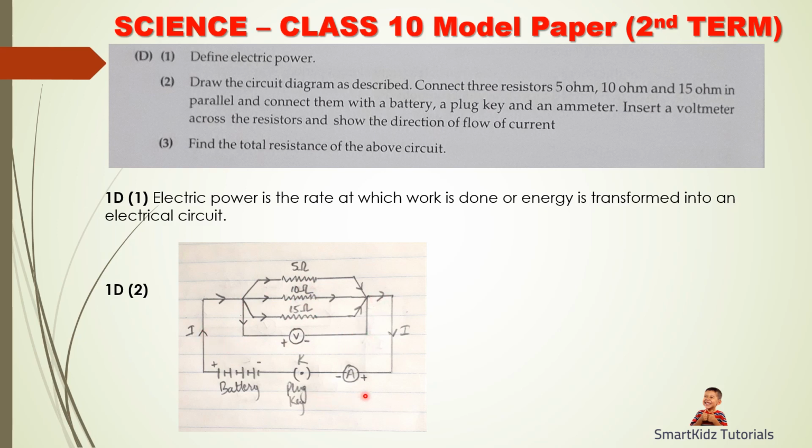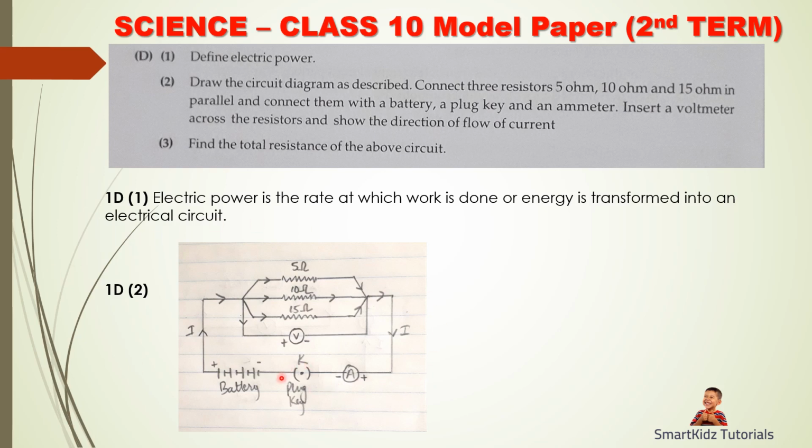And you clearly see this is the positive terminal, negative terminal goes, and the flow of current comes down over here. So this is positive, this is negative. Here also comes the positive terminal, so positive terminal will be this side of the ammeter, and negative terminal will be this side of the ammeter. So this is how you need to draw.